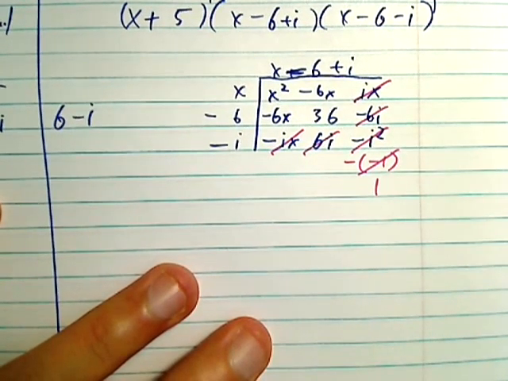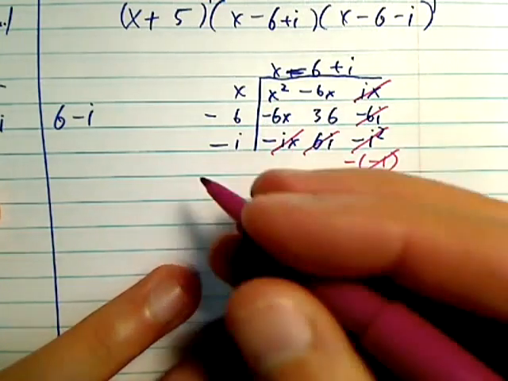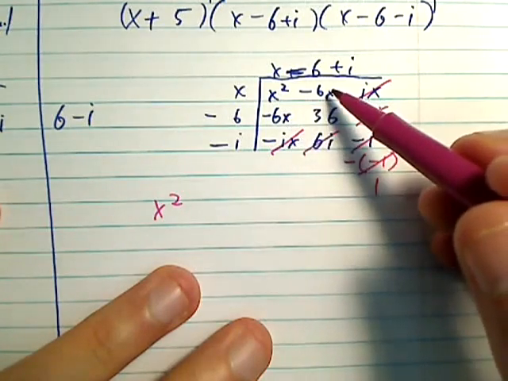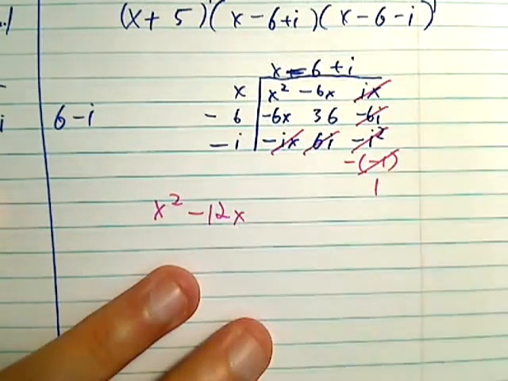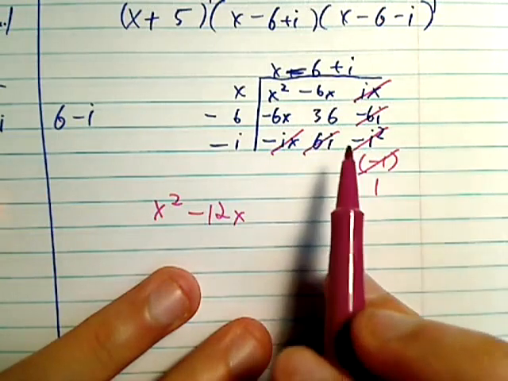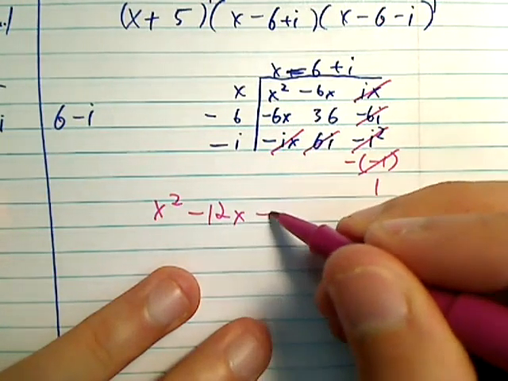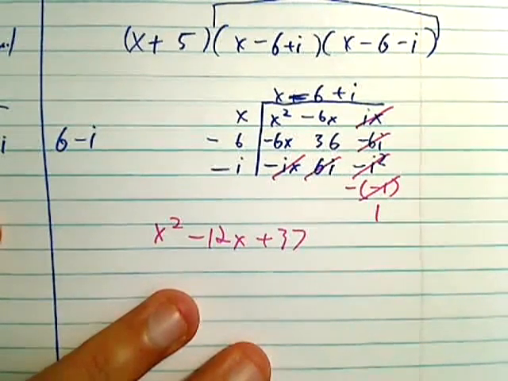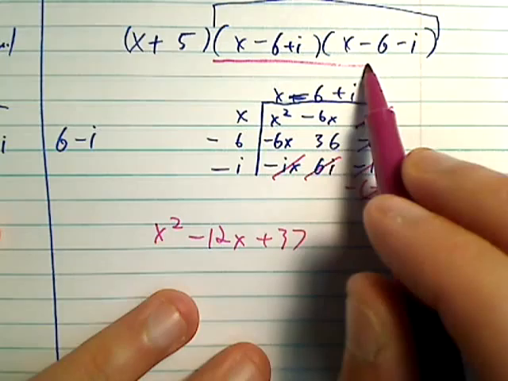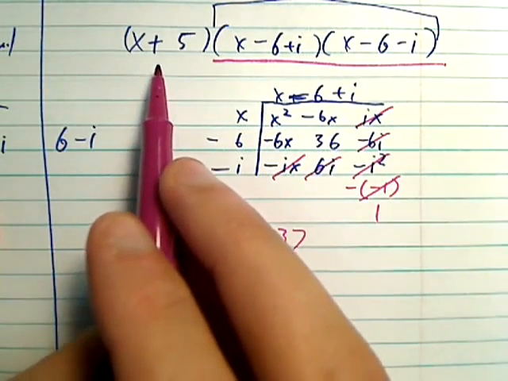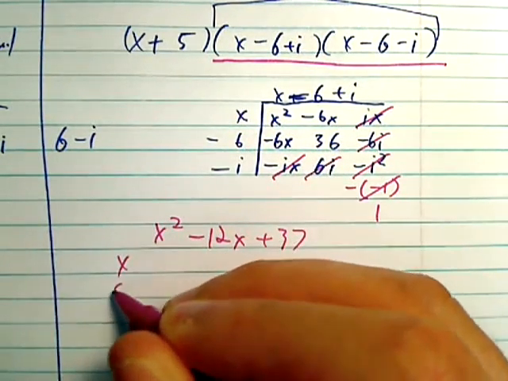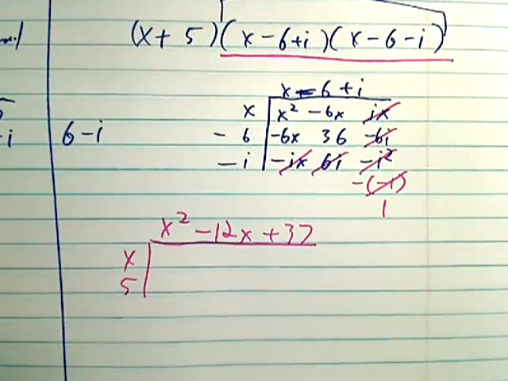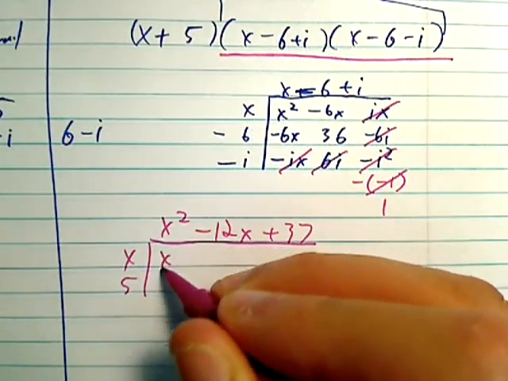Okay, so let's survey the damage here. I have an x squared out front, -6x and -6x give me -12x, and 36 and 1 give me 37. So I multiplied these two together, and now what's left is to multiply it by that one. So x plus 5. Okay, x squared times x is x cubed.